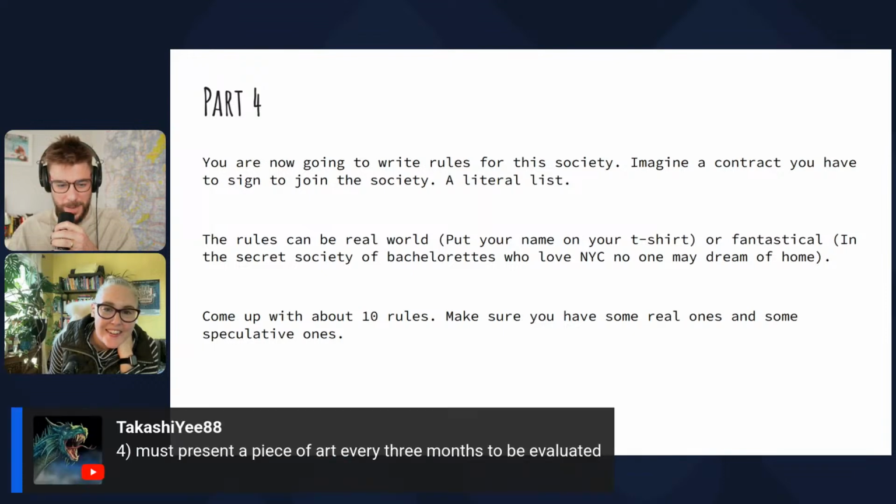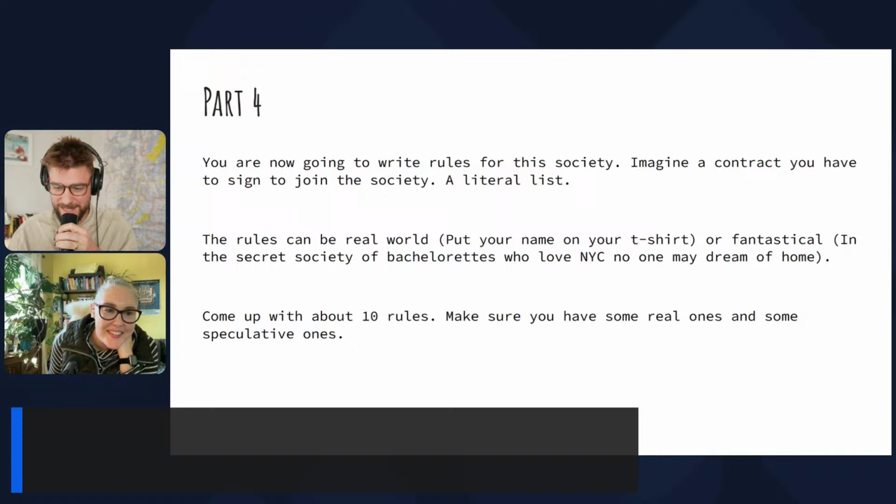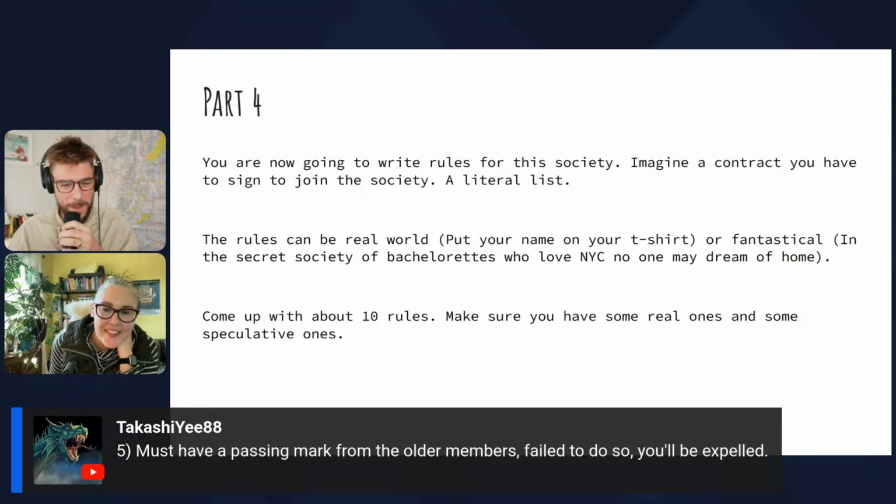Takashi, more rules coming in. Must present a piece of art every 3 months. Must have a passing mark from the older members. Okay, we're going to get to these older members.